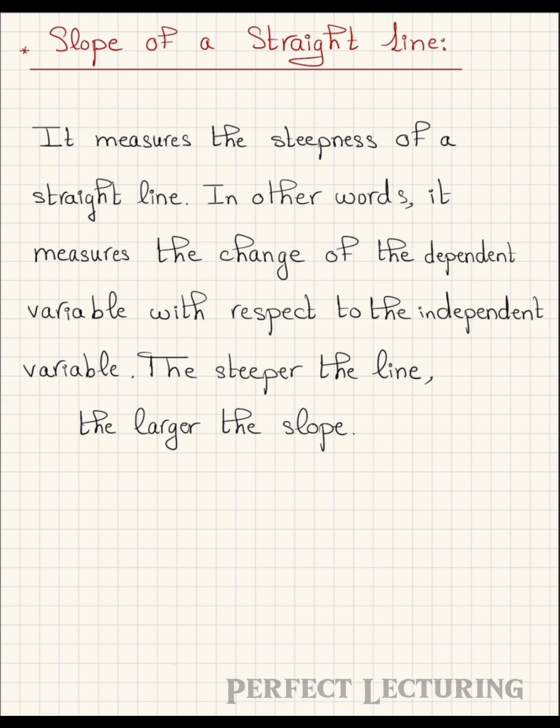It is called the slope or the gradient of a straight line. It simply measures the steepness of a straight line. The steeper the straight line, the larger the slope. So if we have a straight line, the closer it gets to the vertical, the larger the slope. And the closer it gets to the horizontal, the smaller the slope.